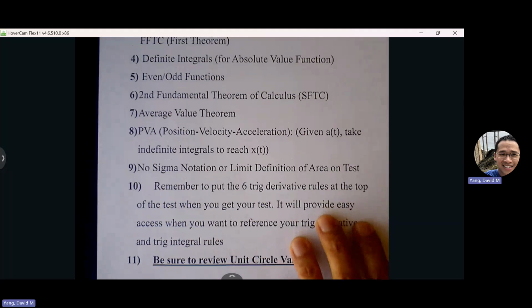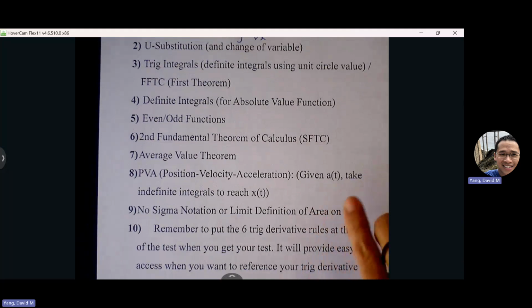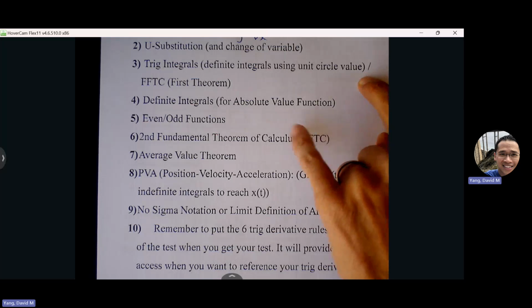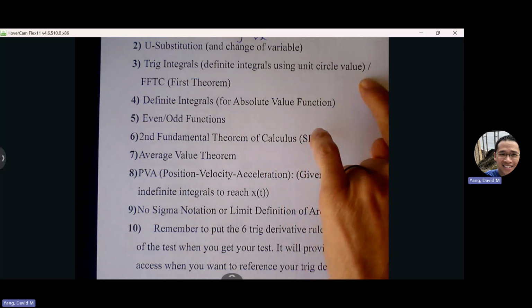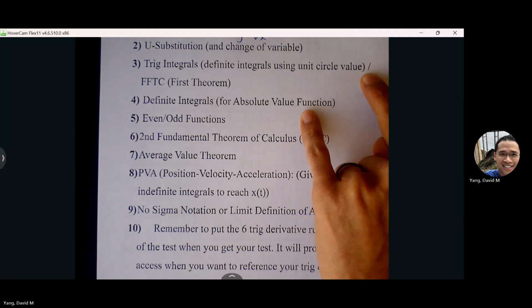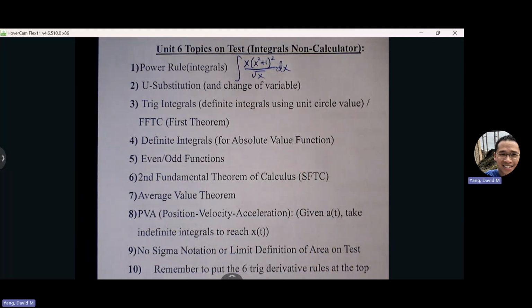Okay, so really the only two main things that we need to make sure that we spend more time on are these trig integrals, and then also definite integrals involving absolute value functions. Okay, any questions about topics for your test? So your test will be 10 questions.